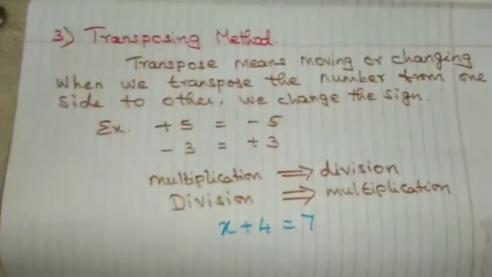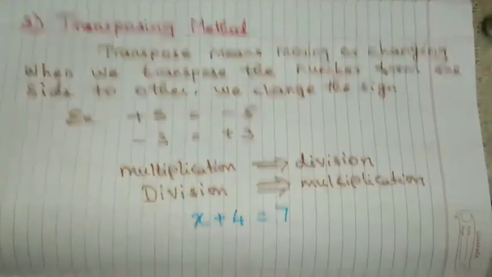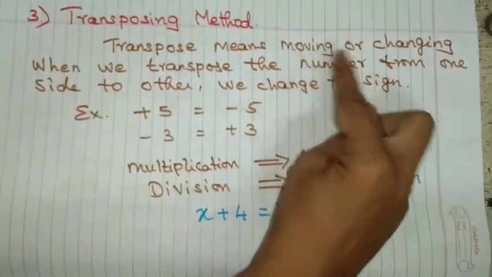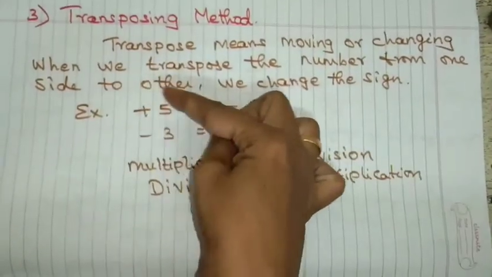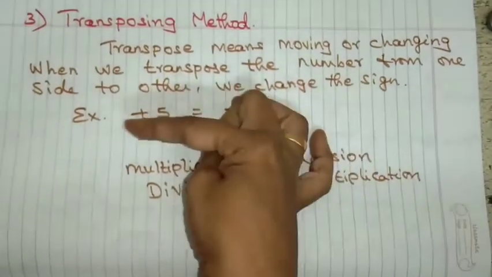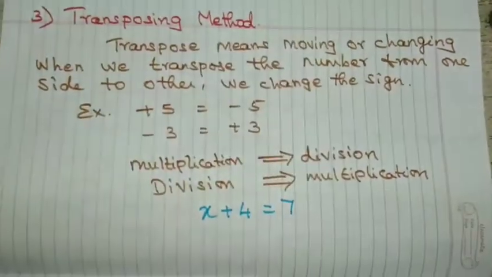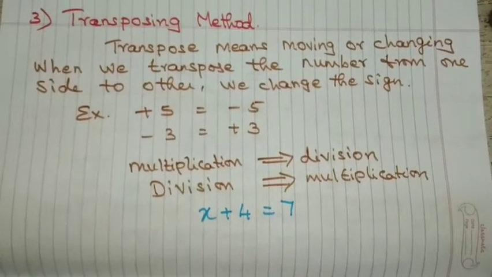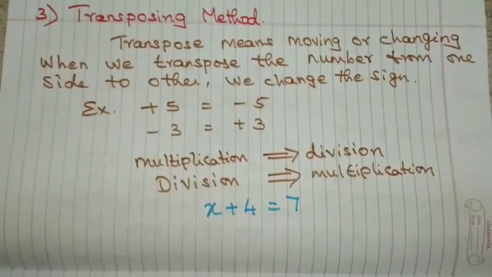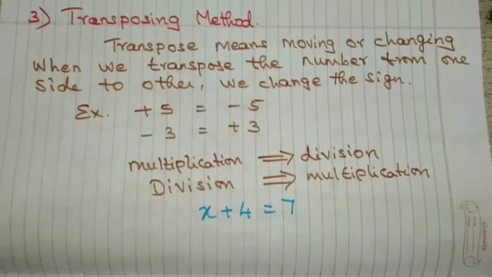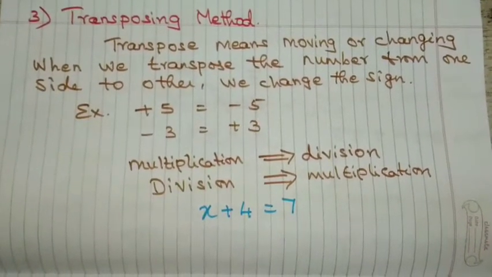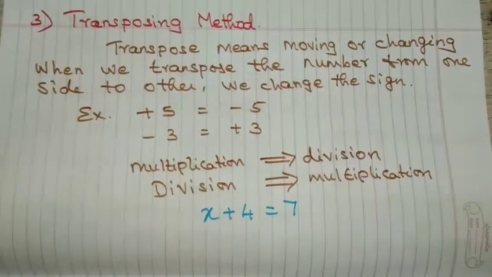Okay, the third method, transposing method. Transpose means moving or changing. So when we transpose a number from one side to the other, we change the sign. This is the thing you have to remember very carefully. You are just going to move the number from the left hand side to the right hand side or the right hand side to the left hand side. When you do that, the sign of the number gets changed.